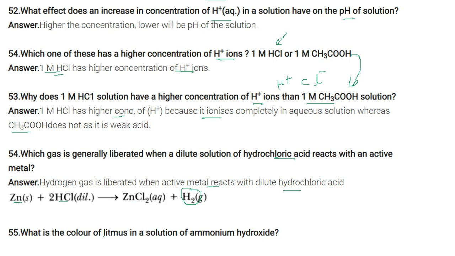What is the color of litmus in a solution of ammonium hydroxide? The red litmus will turn to blue in ammonium hydroxide.